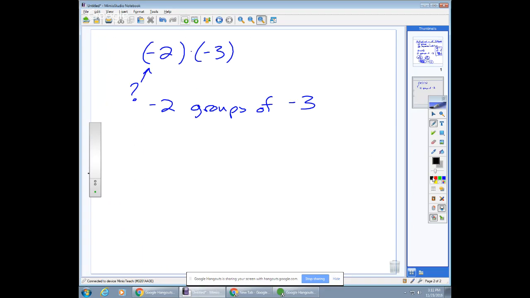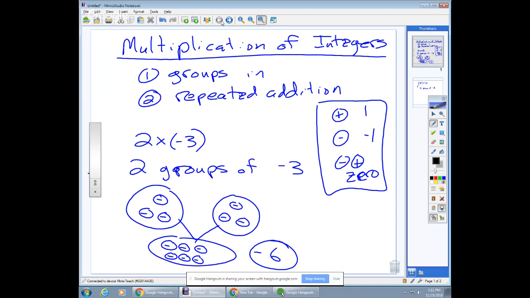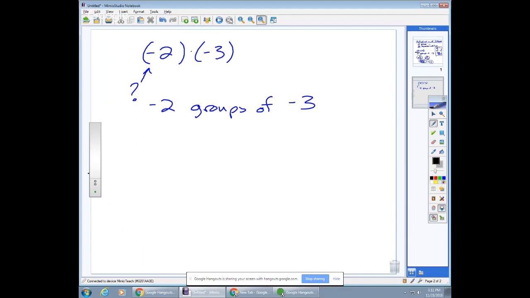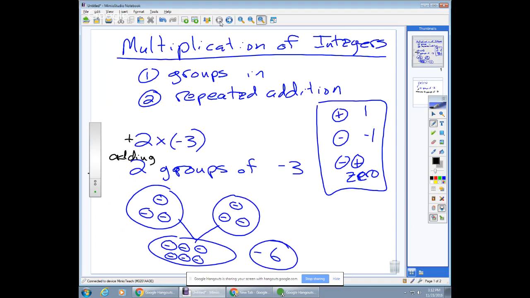One way we could interpret it is this: here, that was really a positive 2, and what I was doing was adding 2 groups of negative 3. So over here, I might try that the negative out front means to take away 2 groups of negative 3. Going back to the other problem, I started with nothing and then I added 2 groups of negative 3. Same thing is going to happen here. I'm going to start with nothing.